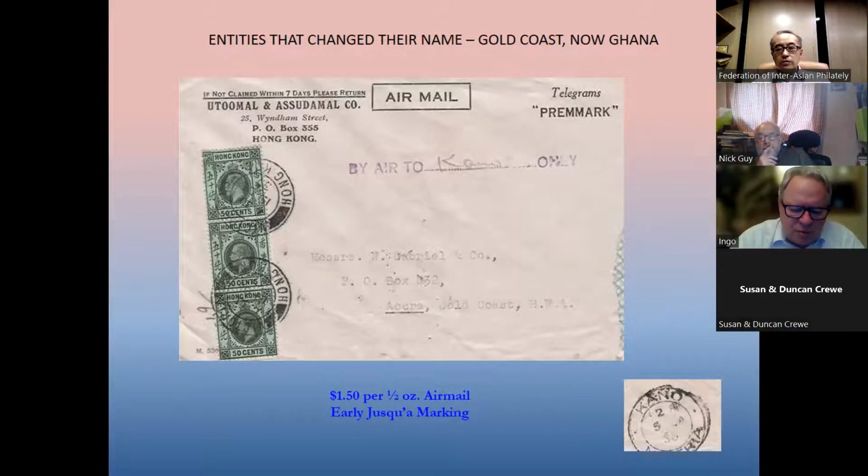Anyways, Gold Coast is definitely a place I haven't seen a lot of covers to, so I'm really happy to have this one.